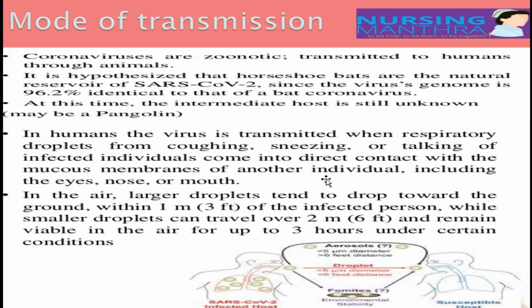In humans, the virus is transmitted when respiratory droplets from coughing, sneezing, or talking of infected individuals come into direct contact with the mucous membranes of another individual, including the eyes, nose, or mouth. In the air, larger droplets tend to drop towards the ground within 1 meter, that is 3 feet, of the infected person, while smaller droplets can travel over 2 meters, 6 feet, and remain viable in the air for up to 3 hours under certain conditions.